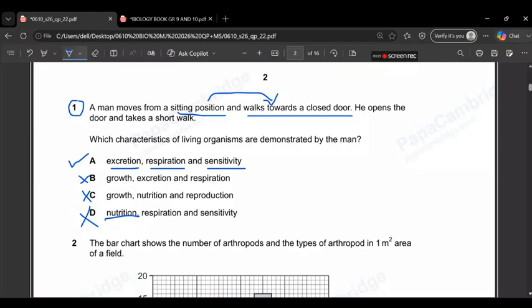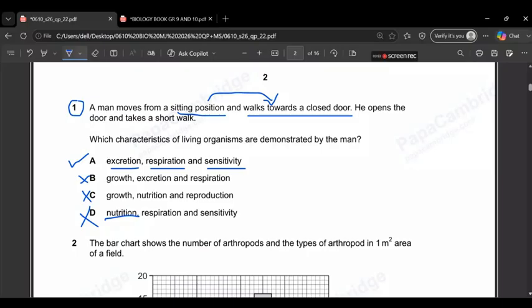Excretion is the removal of the waste after the metabolic reaction. So, for example, in this situation, what is being removed is carbon dioxide gas, which means he is respiring, and for respiration he needs energy to get up and open the door and go outside. So excretion, respiration, and sensitivity are serving the purpose.